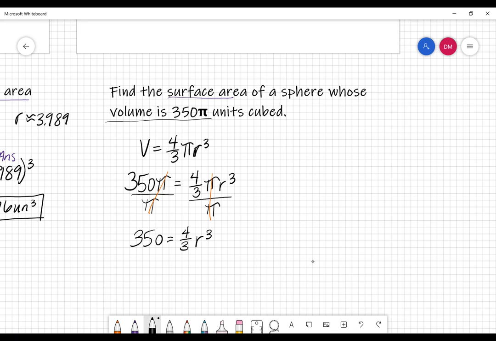Now we're going to save that r cubed for the last step because I have to get rid of this 4/3 first. So you might remember that in order to get rid of multiplication here, we divide. And when we divide by a fraction, what we are actually doing is multiplying by the reciprocal of 4/3.